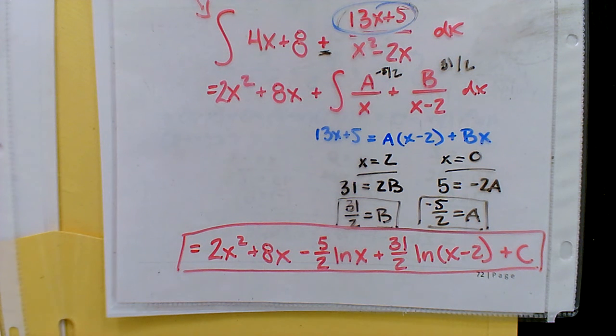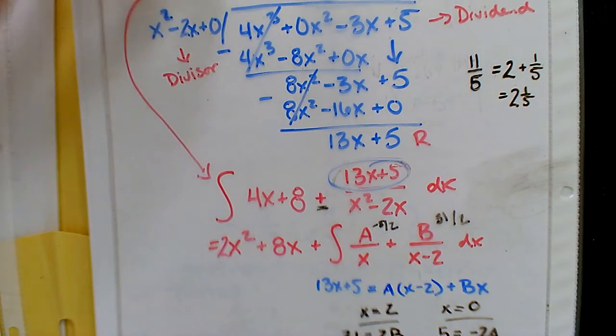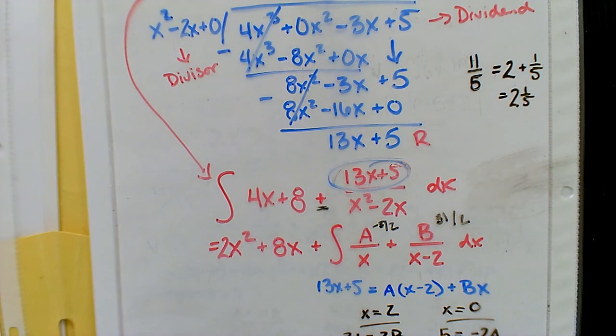So that one was a little special because it was an improper fraction. The degree of the top was higher than the bottom. So whenever that happens, just be aware that you'll have to do long division. Change it to a mixed whole number or a mixed fraction.